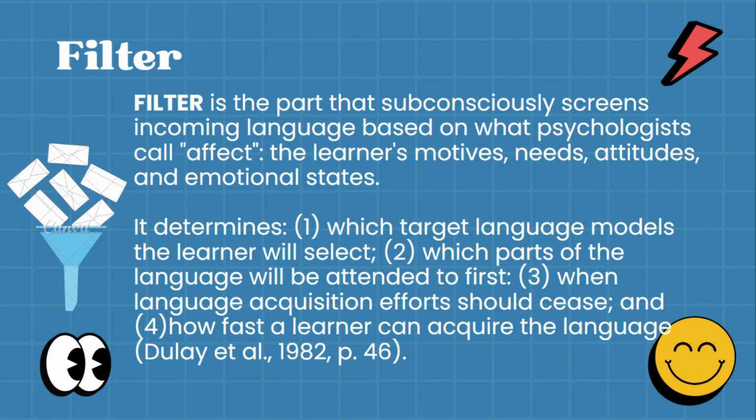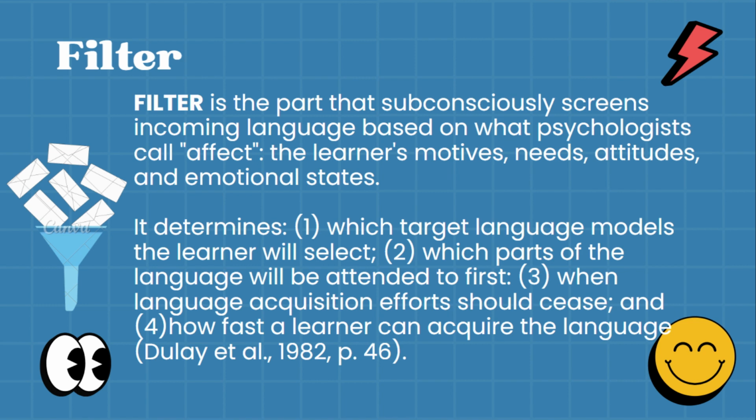So the first part of internal processing is called filter. And what exactly is filter? Filter, according to the source that I quoted, is the part that subconsciously screens incoming language based on what psychologists call affect: the learner's motives, needs, attitudes, and emotional states. And it determines which target language models the learner will select, which parts of the language will be attended to first, when language acquisition efforts should cease, and how fast a learner can acquire the language.